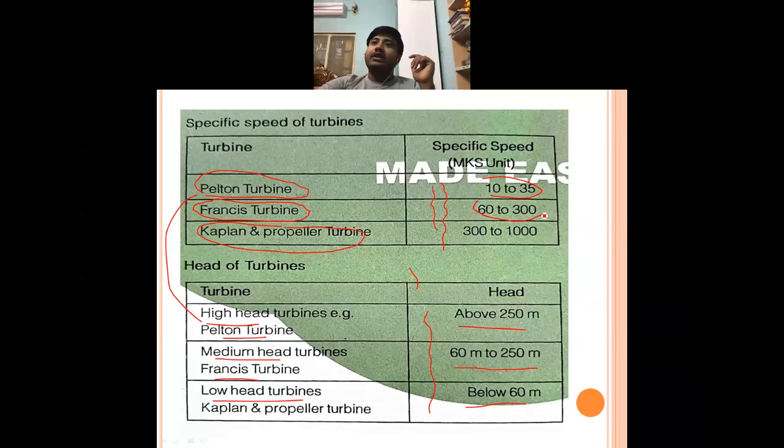60 to 300 is medium specific speed, and 300 to 1000 is high specific speed. So as per the specific speed and as per the head of the turbine, this is the classification of all the head turbines. Now we have seen all the definitions and all the examples of the turbines.